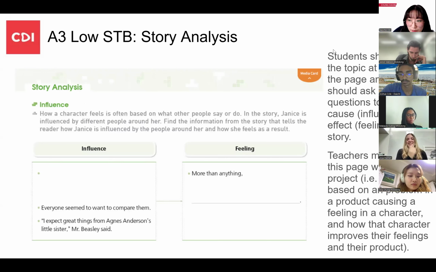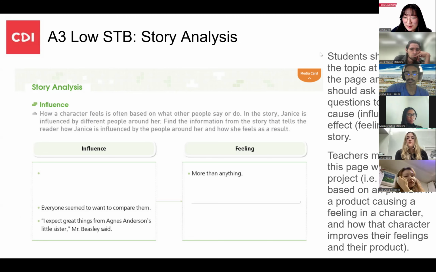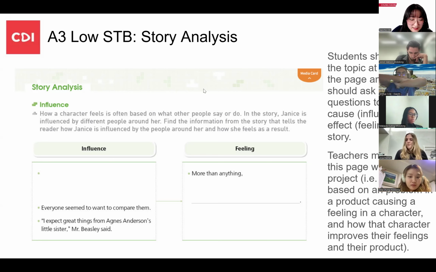Okay, so we are moving on to the project portion of the lesson. Students should read the topic at the top of the page. So here it's influence, and teachers should ask some leading questions to review the cause and effect. So here the influence is causing the feeling in the story. What I like to do is combine this page with the next page, which is the actual project page, and use this topic in the project.